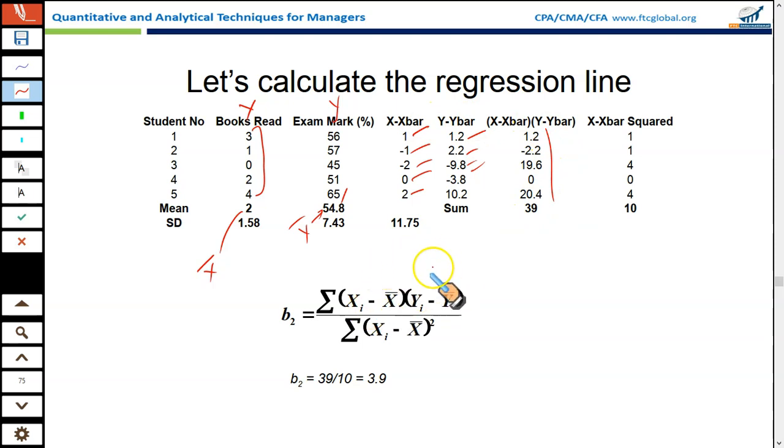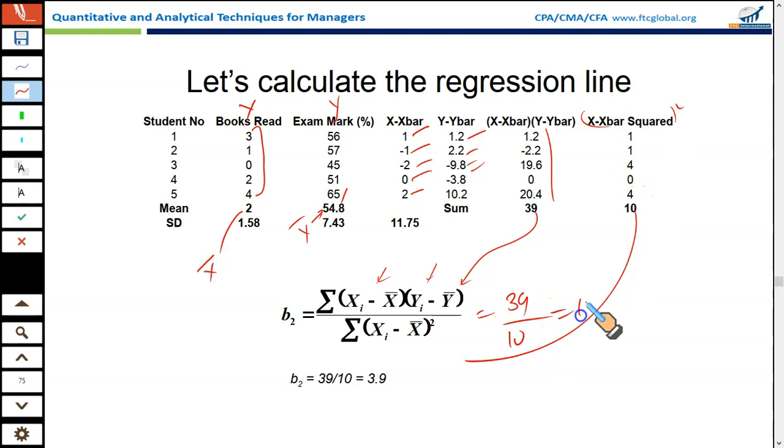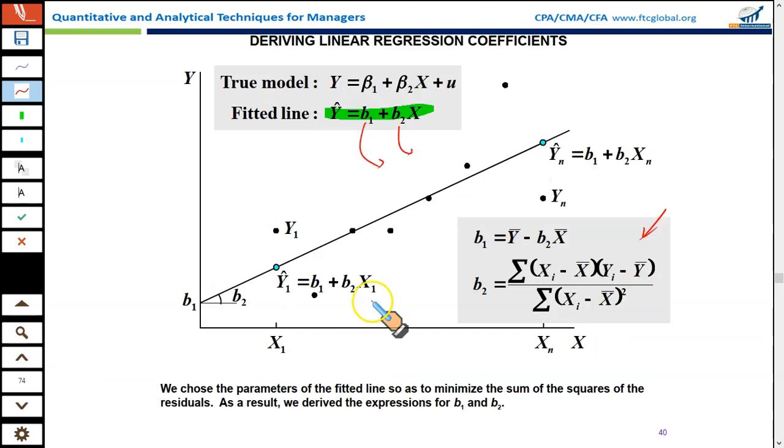This will be this part of the formula, the numerator, so this 39 will serve as the numerator, and then x minus x bar squared is the denominator. So 39 by 10 gives you 3.9. So we got 3.9 as your B2.